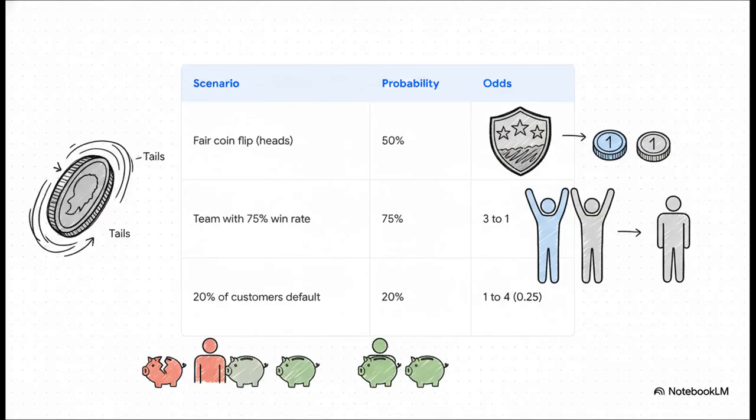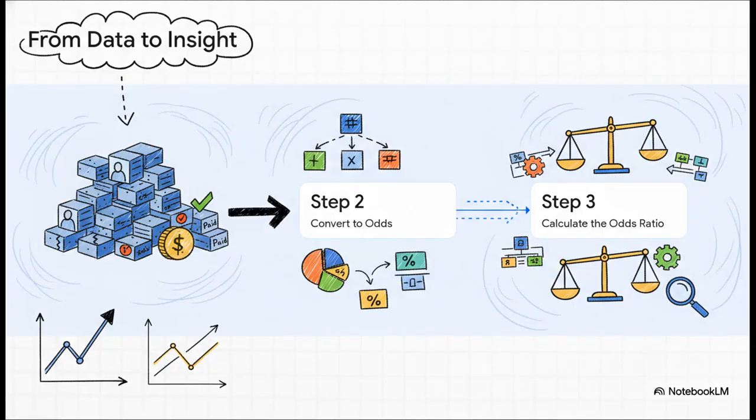Let's make this feel really concrete. A 50% probability, like a coin flip, that's just 1 to 1 odds. Easy. A team with a 75% chance of winning, well, they have 3 chances to win for every 1 chance they have to lose, so 3 to 1 odds. And if 20% of your customers default, that means for every 1 person who defaults, 4 people don't. The odds are 1 to 4. See? You got this.